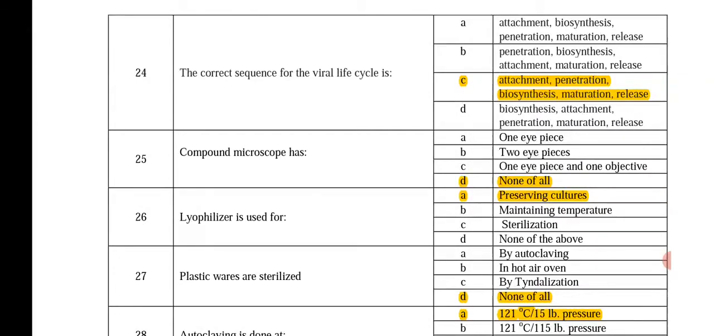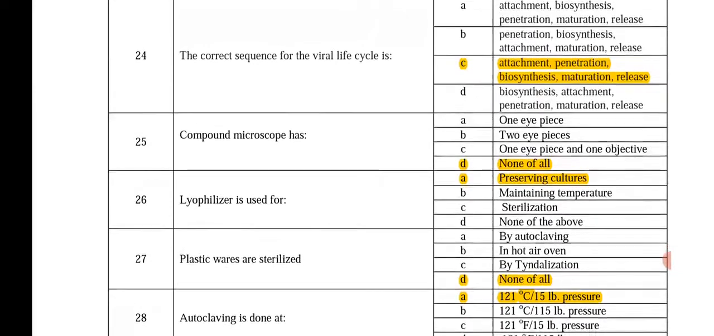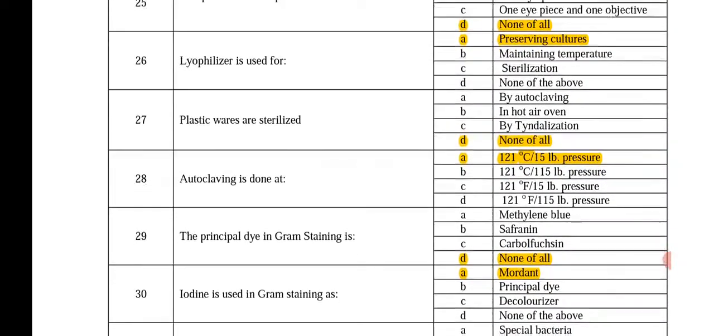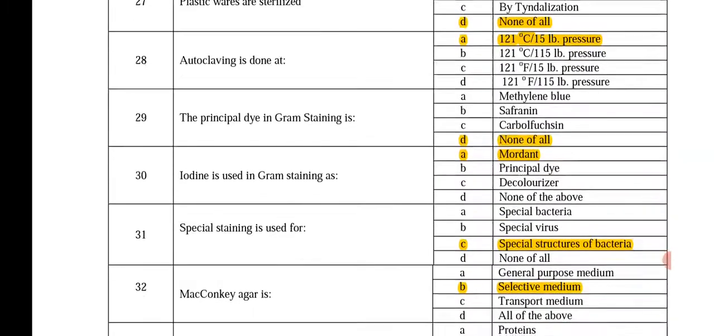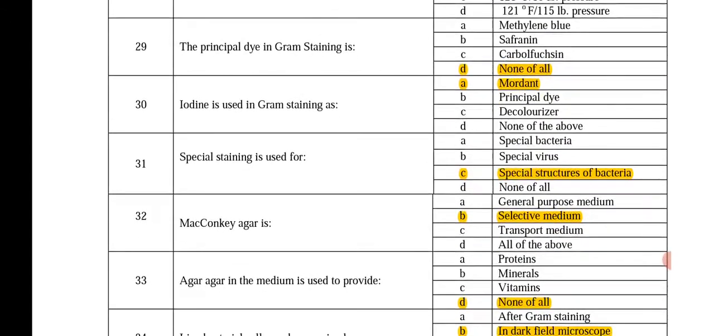A compound microscope has none of the above. A lyophilizer is used for preserving cultures. Plastic wares are sterilized. None of the above. Autoclaving is done at 121 degrees centigrade, 15 lb pressure. The principal dye in Gram stain is none of the above. Iodine is used in Gram staining as a mordant. Special staining is used for special structures of bacteria. MacConkey agar is a selective medium.